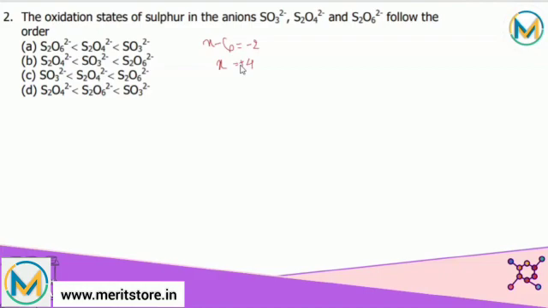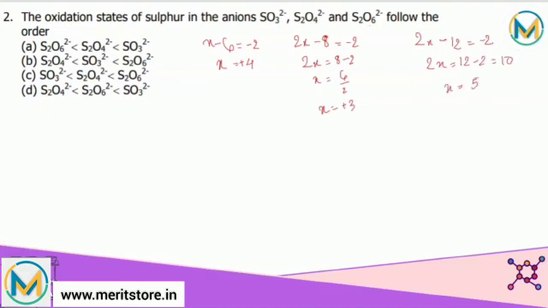Then for S2O4 2-, we have 2x minus 4 times 2, that is -8, which is equal to -2. So 2x is equal to 8 minus 2, so x is equal to 6 upon 2. Therefore x is equal to +3. And then for S2O6 2-, that is 2x minus 6 into 2, that is -12, equals -2. So 2x is equal to 12 minus 2, that is 10, and therefore x is equal to +5.